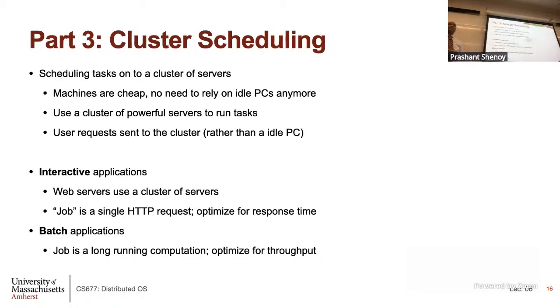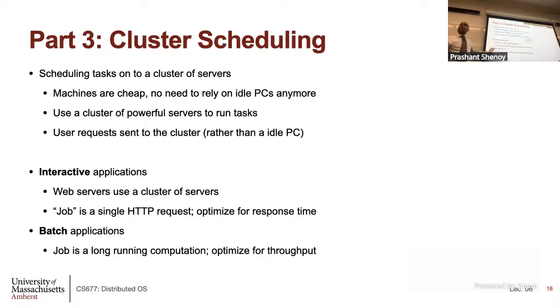Now we'll see two types of applications, and the approaches might be slightly different. One is cluster scheduling for interactive applications, which are basically web services. Those are large web applications. Requests are coming in, and you're distributing them across a set of machines. Here, a job is a single HTTP request. It's not a real job like a big simulation. It's a single request, and you want to serve that request very quickly. That's one type of cluster scheduling.